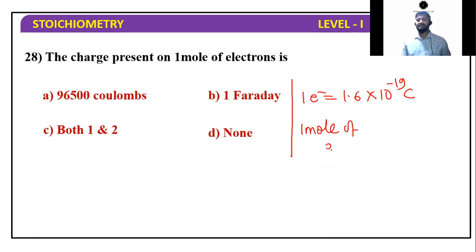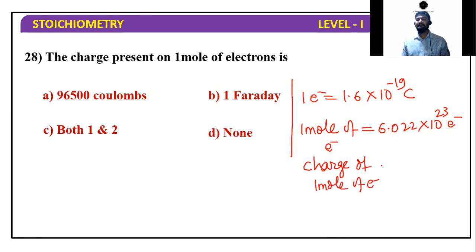1 mole of electron means how many electrons? 6.022 into 10 to the power 23 electrons. So if one electron has a charge of 1.6 into 10 to the power minus 19, then the charge of 1 mole of electron will be 6.022 into 10 to the power 23 into 1.6 into 10 to the power minus 19 coulomb, which will give you 96500 coulomb, also popularly called 1 Faraday.